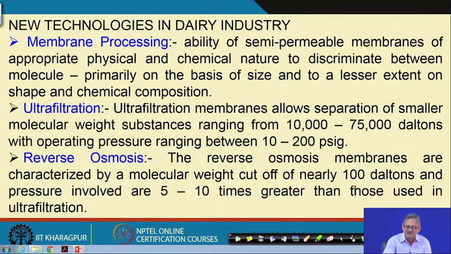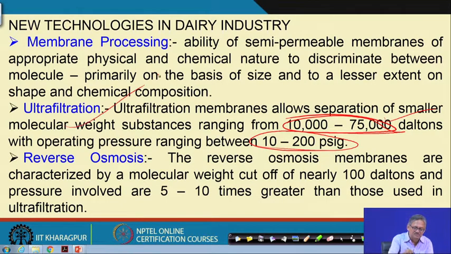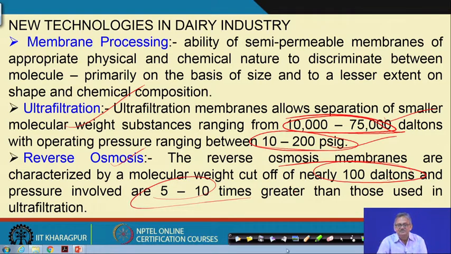So these data are very important for you. In ultrafiltration, 10,000 to 75,000 daltons is the size of the molecular weight or substances which are removed, and the pressure is around 10 to 200 psi, whereas in reverse osmosis it is around 100 daltons, and the pressure is 5 to 10 times greater than that of ultrafiltration.